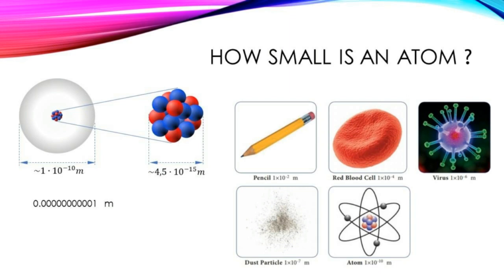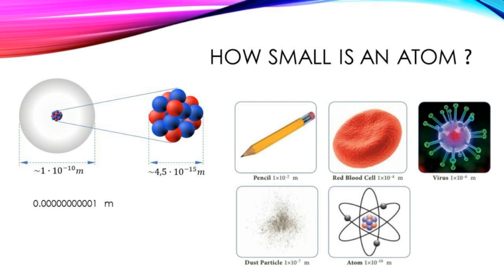To understand the atom size with familiar things, let us find the size of the tip of a pencil, a red blood cell, a virus and a dust particle. The first one, the tip of the pencil, is 1 into 10 to the power of minus 2 meter. That means 0.002 meter or 0.2 centimeter.